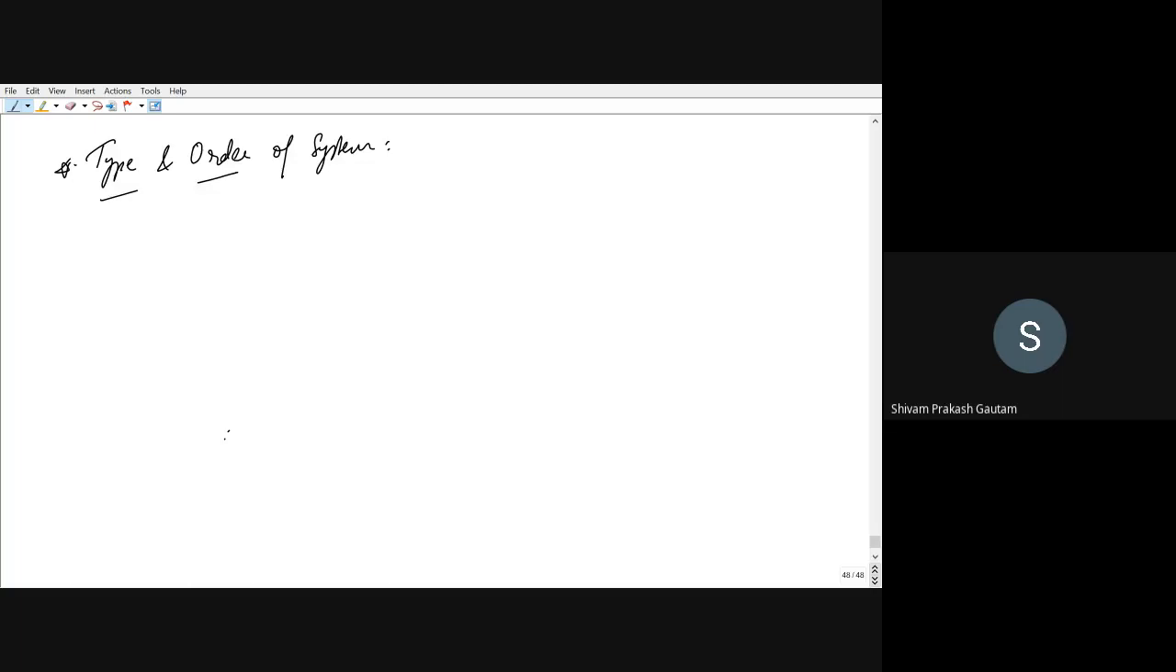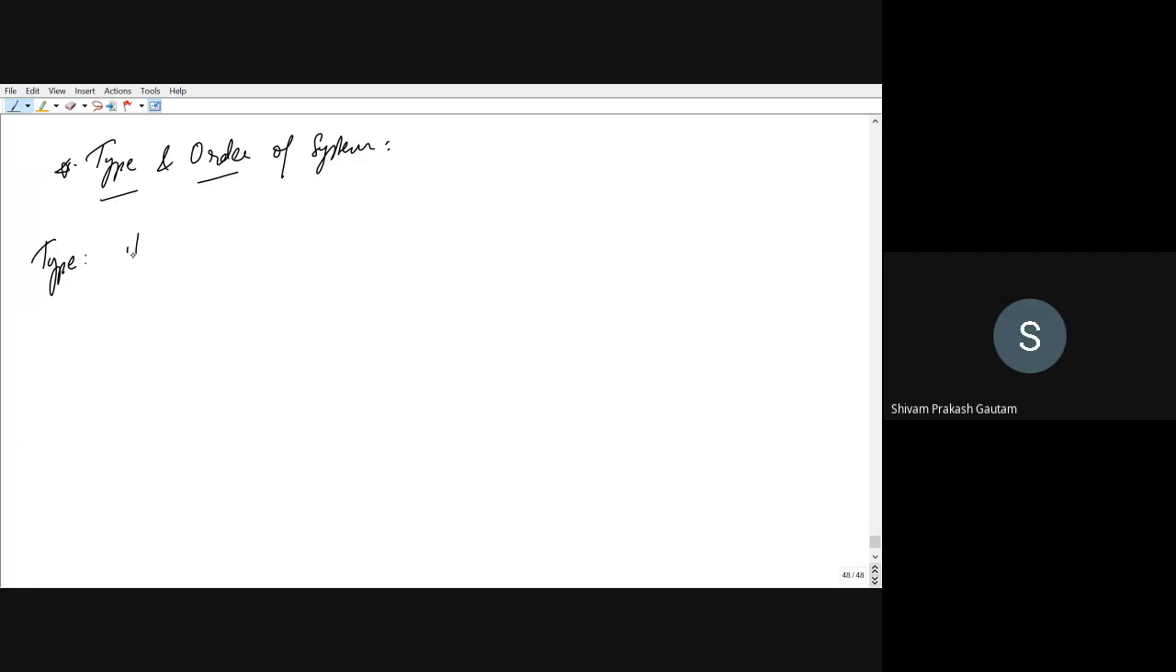So let us first see what is type and order. First, we need an understanding of what is the type of a system and what is the order of a system. Then we will move forward. At this point, we will first discuss type and order of a system. So, definition of type.